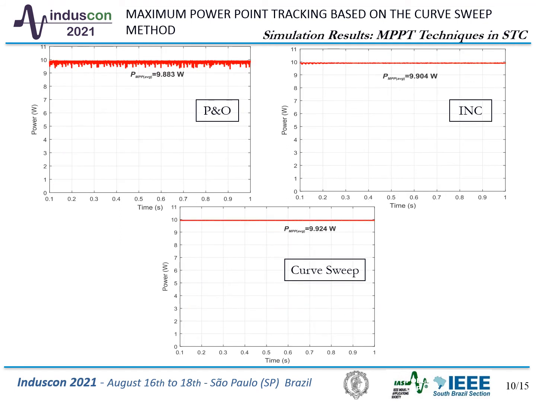Here we can see simulation results in STC considering a comparison among the three techniques. It is observed that P&O and INC present an oscillatory behavior of the extracted power, and therefore the average value of the maximum power is less than that obtained with the proposed method. It is also observed that the curve sweep method can determine the maximum power accurately without such undesirable oscillatory behavior.